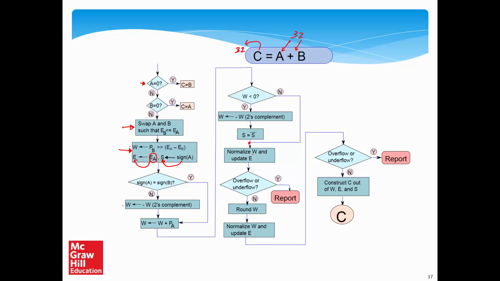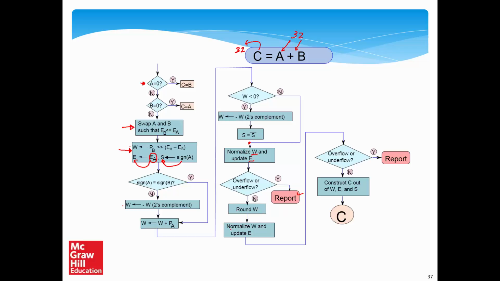Then we normalize W and bring it to the standard form, and also update the exponent E. At this point, it is possible that we can either have an overflow or underflow. What this means is that we might have exceeded the range of the number system. So this should be reported as an overflow. Then we need to perform a rounding because the mantissa can only be 23 bits. The additional bits have to be discarded. So we need to round.